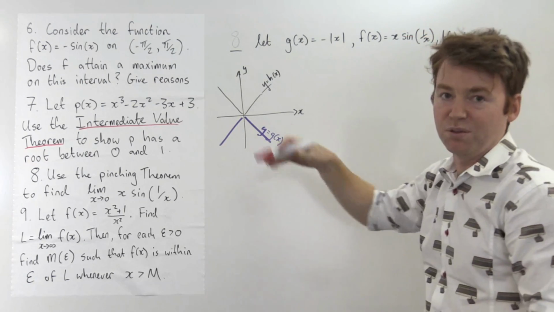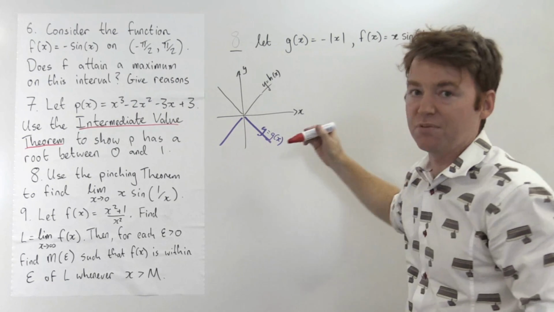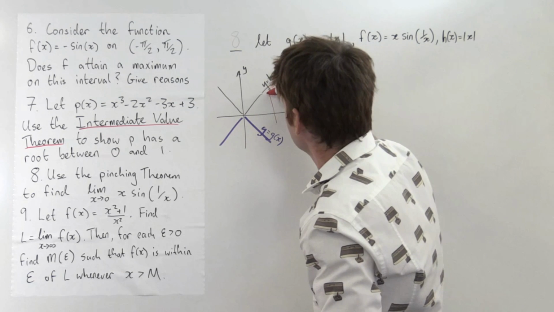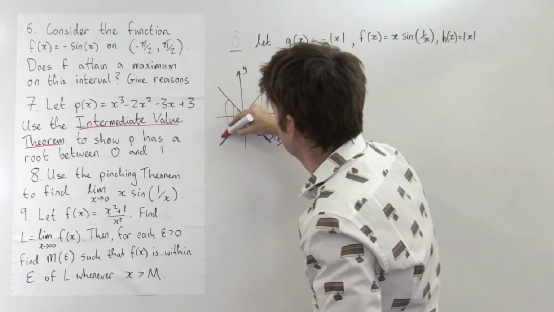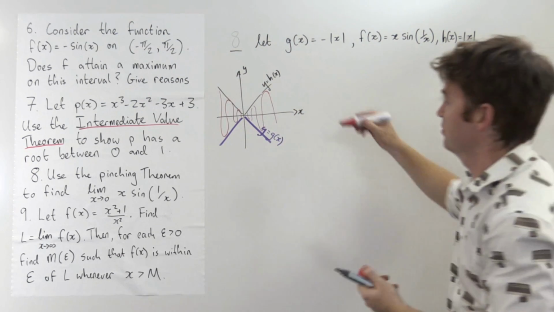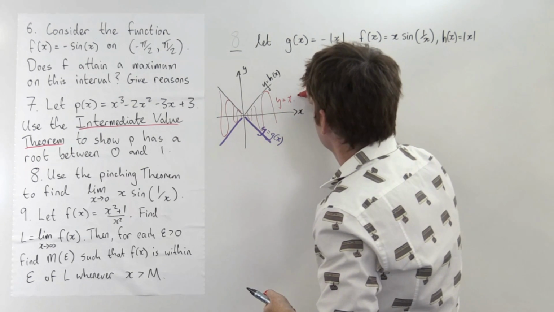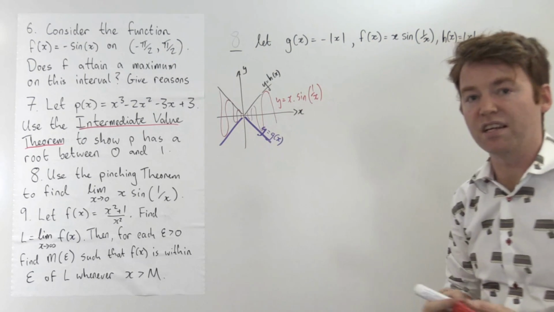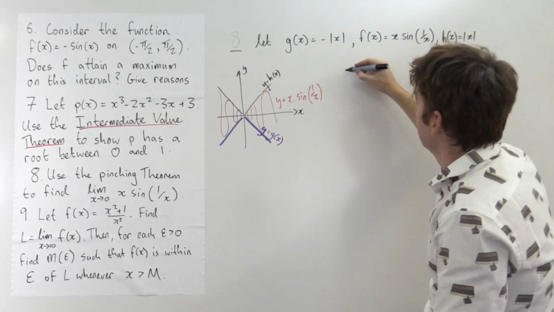Now sine 1 on x is doing all sorts of crazy stuff as x goes small. In fact, this function is not even defined at x equals 0. But whatever it's doing, it's going to have to be kind of between these things. That's the idea. So this is the setup.